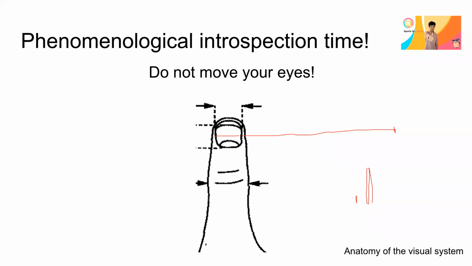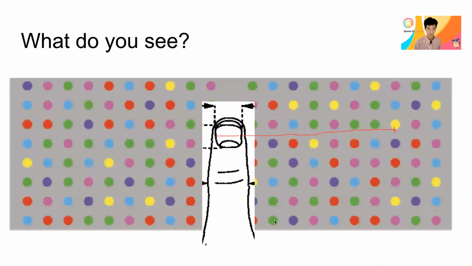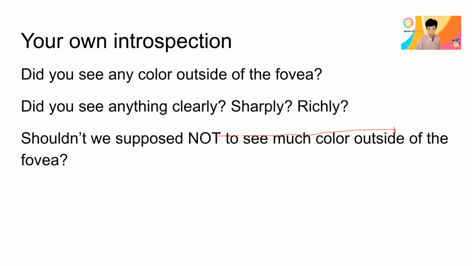Now, adjust your distance, try to fixate at the center, and observe what you see in the next slide. 3, 2, 1, 0. Okay, what did you see? I'll do it again. 3, 2, 1, 0. Don't move your eyes. All right, so the question is, did you see any color outside of the fovea? And did you see anything clearly, sharply, richly? Shouldn't we suppose not to see much color outside of the fovea? If you say that you saw color, well, what's going on here?